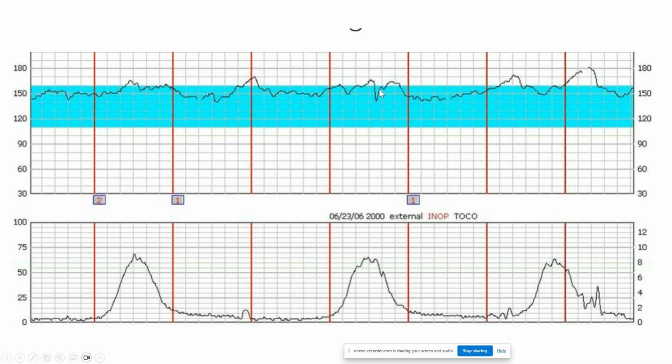Now, it looked like there could have possibly been a little bit of a cord compression here. But as you could see, with the variable deceleration, this is an example of a variable deceleration, it quickly bounced back. So maybe the baby laid on the cord for a quick second and got off the cord and it bounced right back up. That's a variable deceleration. With another contraction here, our baby is well oxygenated, the placenta is working very well, and our baby is happy.